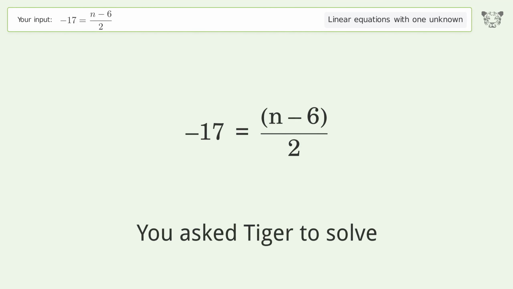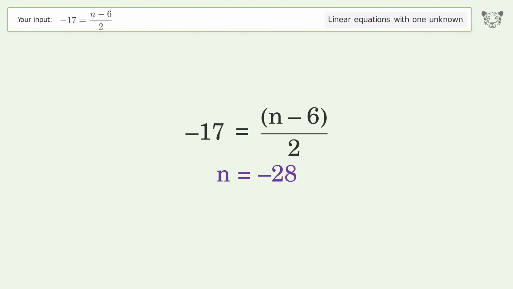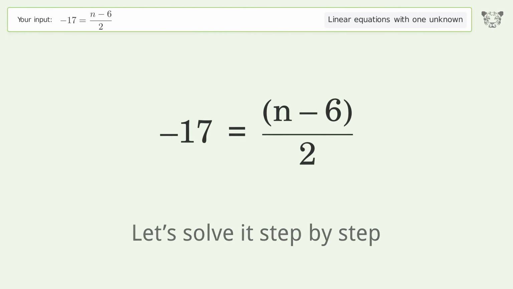You ask Tiger to solve. This deals with linear equations with one unknown. The final result is n equals -28. Let's solve it step by step.